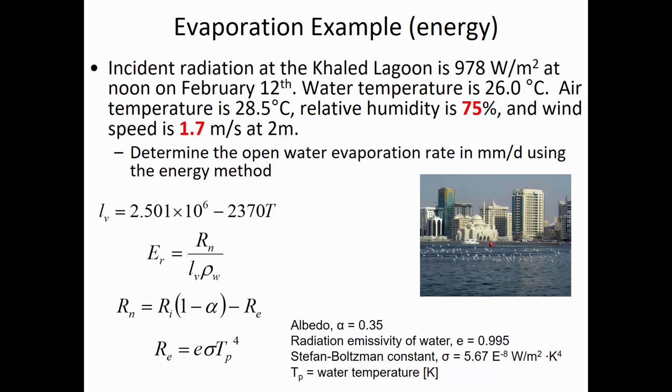So when we plug it into this equation, this radiation emitted is the first thing we want to know. And so we have to convert the water temperature into Kelvin from Celsius. So the water temperature that was measured for this day was 26 Celsius. And so T sub P will be 26 plus 273.15. So the water temperature is 299.15 Kelvin. So we want to know the water temperature because it's going to tell us the outgoing long-wave radiation from the lagoon.